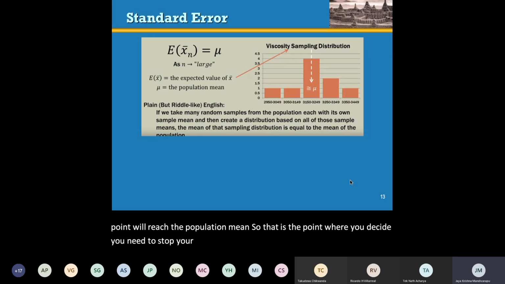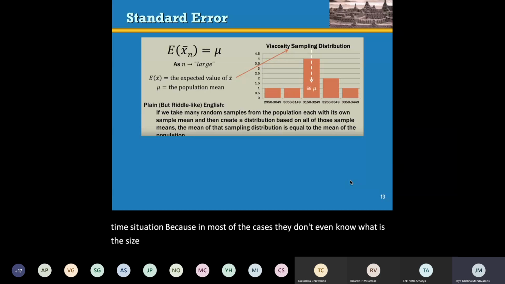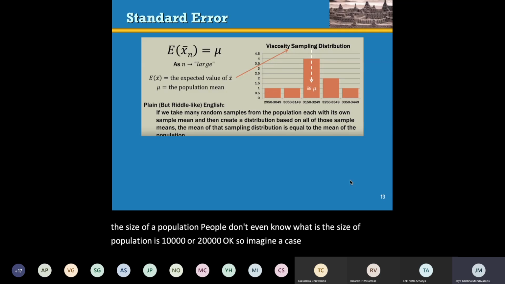That is the point where you decide you need to stop your experiment. I want to mention one more example of what people do in real situations, because in most cases they don't even know the size of the population. People don't know whether the population is 10,000 or 20,000. Imagine a case where the whole population is 10,000 but nobody knows that number.